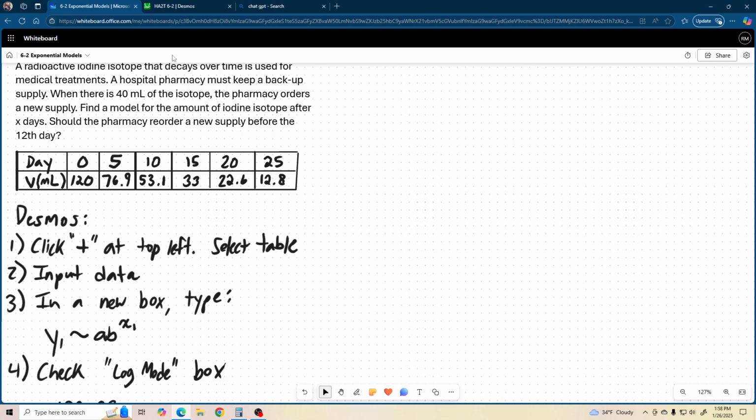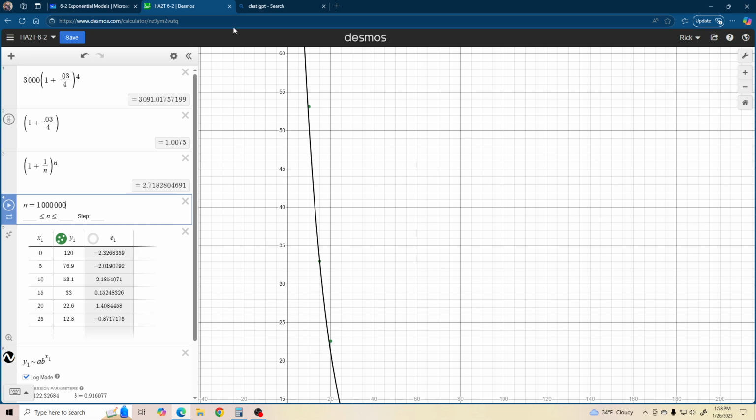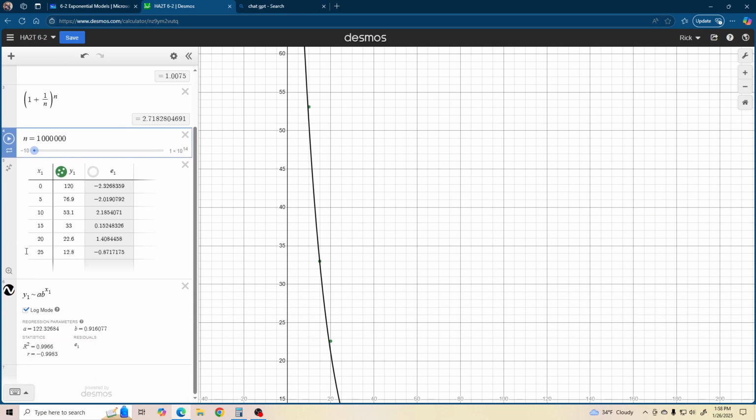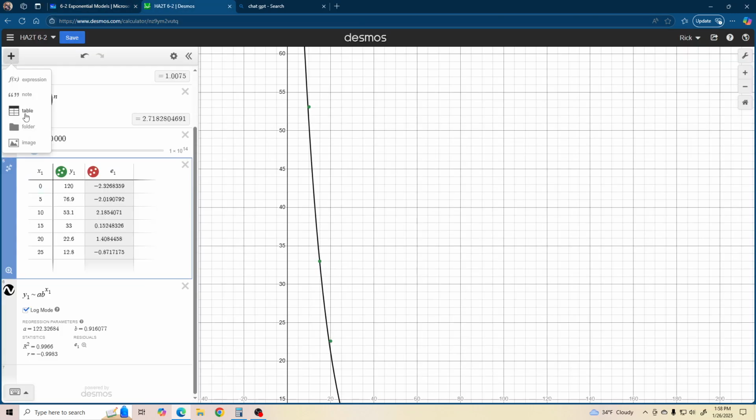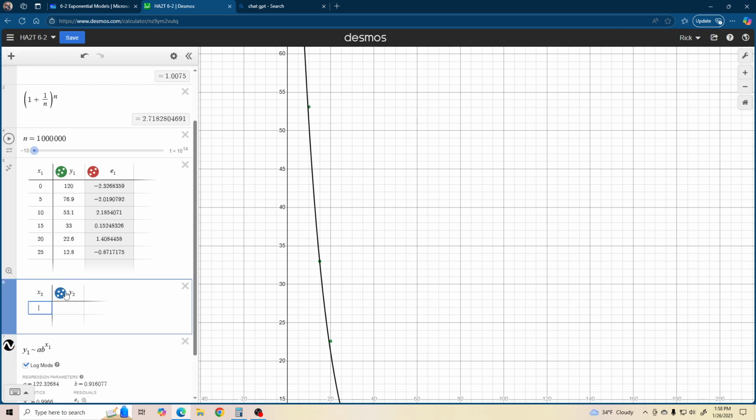Okay, so let's go to Desmos. Now, I gave you a step-by-step guide here, and we're going to be talking about this. So we're looking at x sub 1, y sub 1, and it's important that we label these accurately, so that when we actually go to do what we're about to do, we have it in place. So first thing you're going to do is click on the plus at the top left and select table. So I clicked here and went to table, and that popped this up, and it automatically generates x sub 1, y sub 1.